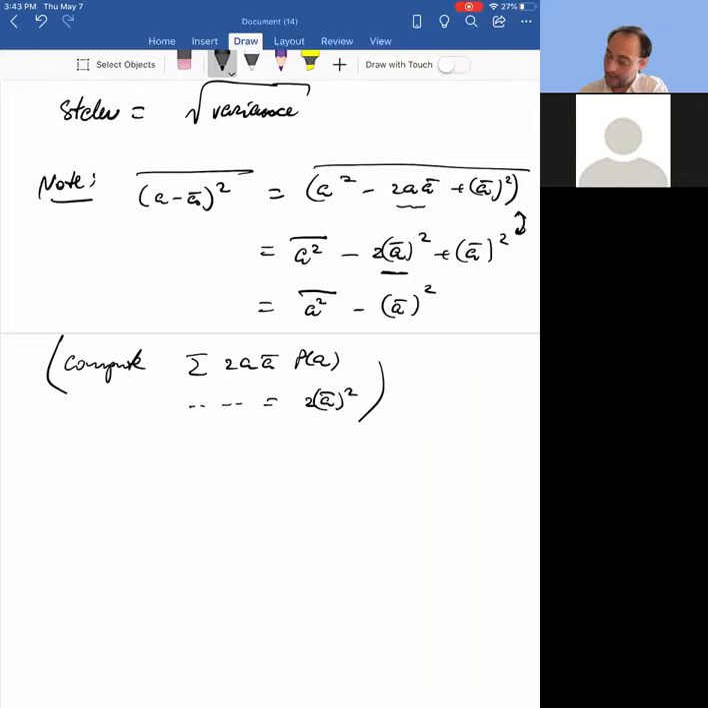In our case, let's say that this is called sigma squared. Sigma squared comes out to be 1.3038, and I'm asking you to check it.